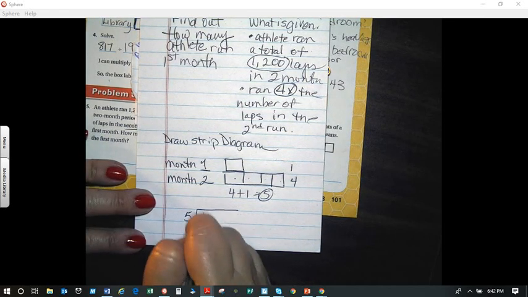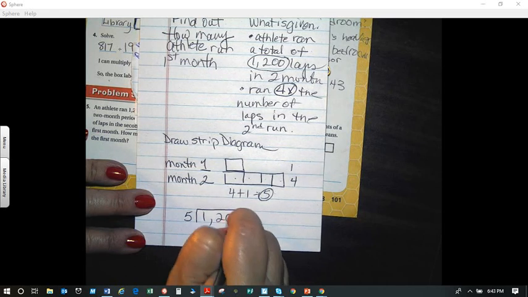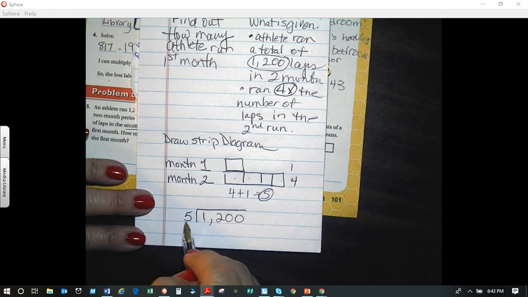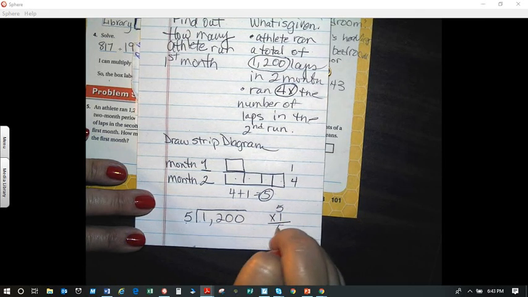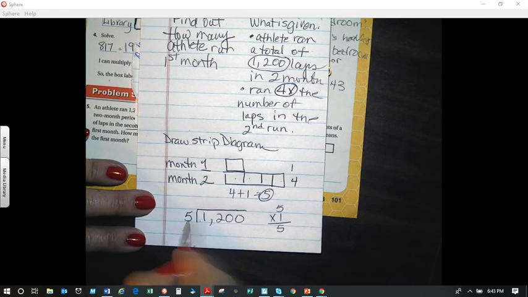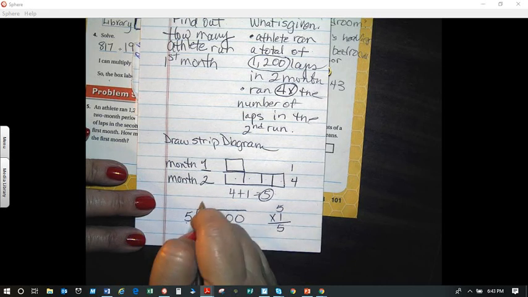So it's 1,200. Okay, so now 5 goes into 1. I'm going to do my 5. One group of 5 equals 5. Can one group of 5 go into 1? Nope.